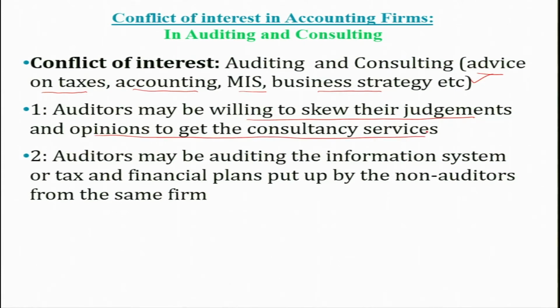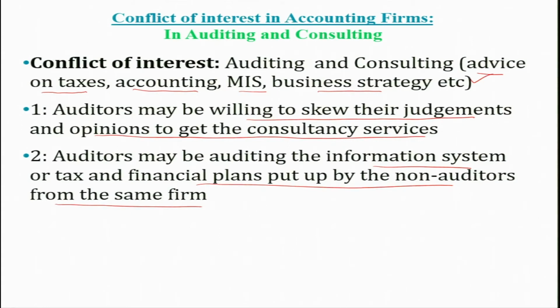And the second but more subtle conflict is that auditors often evaluate systems or tax and financial structures that were put in place by their non-audit counterparts within the firm. That means in the same company, the auditors may be auditing the information system or tax or financial plans put up by the non-audit department from the same firm. That is clearly a conflict of interest. So both conflicts may lead to biased audits.